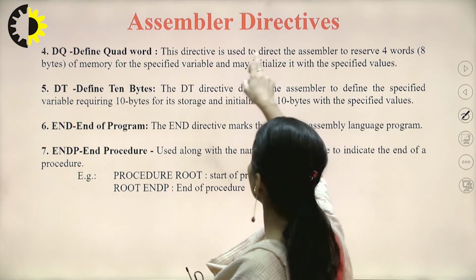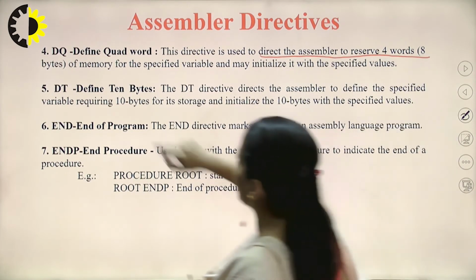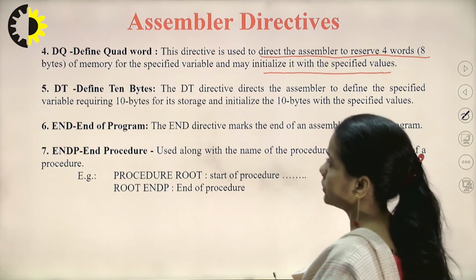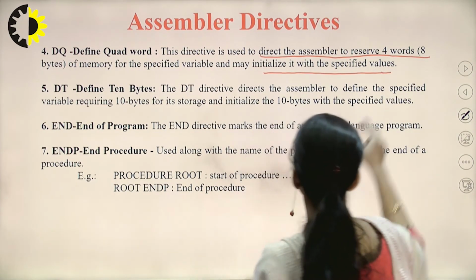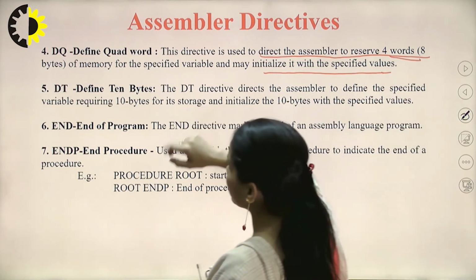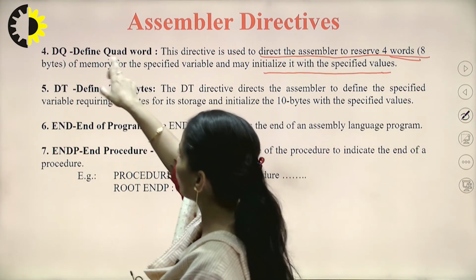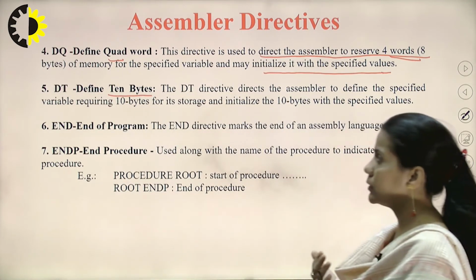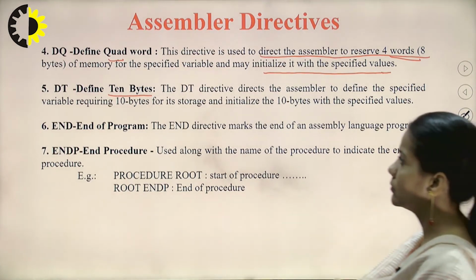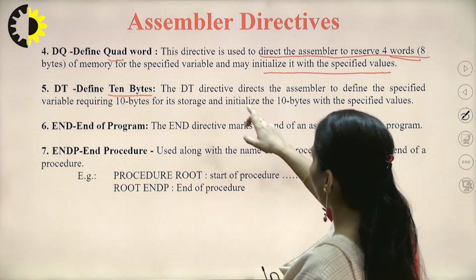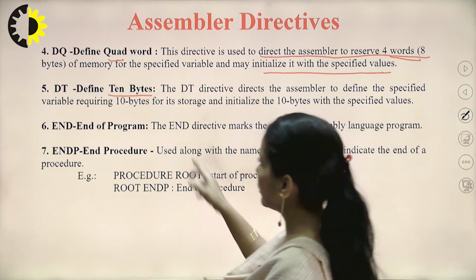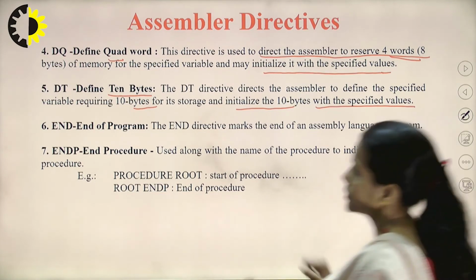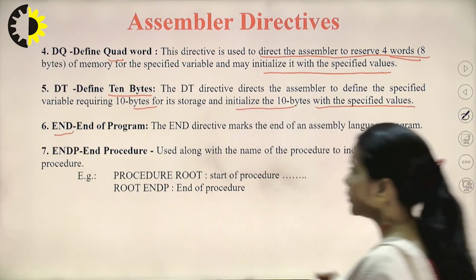Define quad word is used to direct the assembler to reserve 4 words of memory for the specified variable and may initialize it with the specified value. So it is used to reserve 4 words, that is 8 bytes. That's why the name quad. Now define 10 bytes allocates blocks of 10 bytes of memory and initializes the 10 bytes with the specified values.